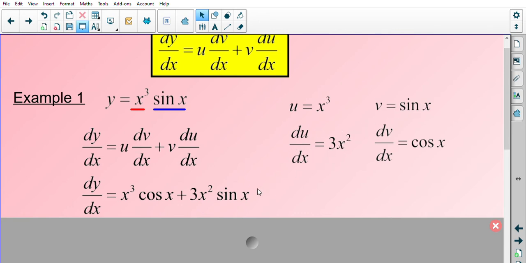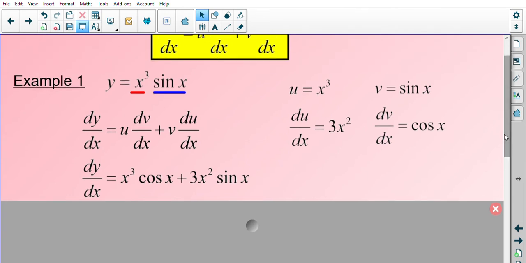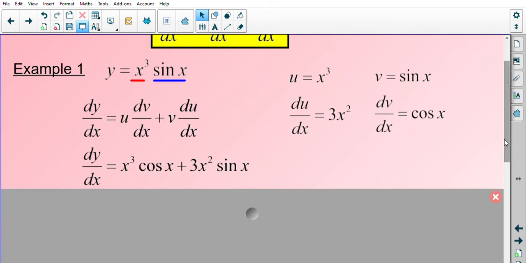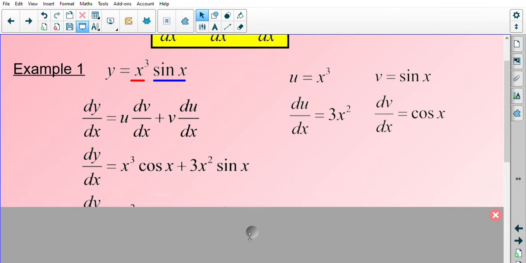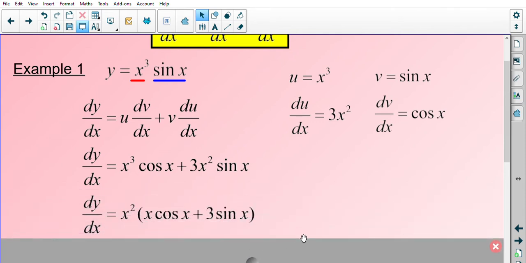plus v multiplied by du by dx, which is 3x squared sine x. Now we could leave it at that, however we might need this further on in a question, so it's better to always take a common factor out if we can to try and simplify it. We can take out a common factor of x squared, and dy by dx looks like this here, x squared with a bracket x cos x plus 3 sine x. So that would be that function differentiated, and its final answer would look like that.